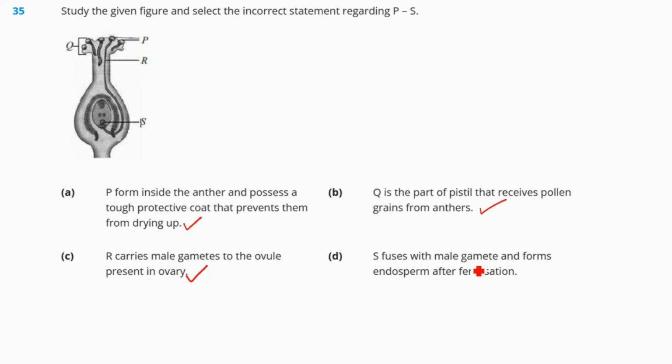S fuses with male gamete. Yes, S is the ovary. It fuses with the male gamete and forms endosperm after fertilization. No. S fuses with the male gamete and forms endosperm after fertilization. After fertilization, endosperm is not formed. It is the zygote that is formed. Okay. So this is a wrong statement and the correct answer for question number 35.